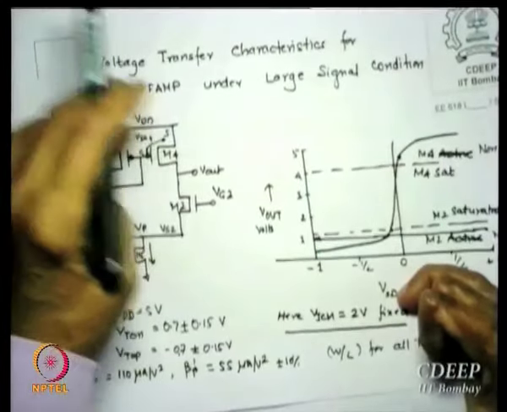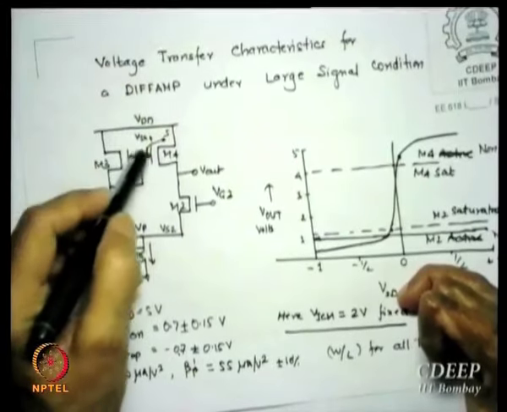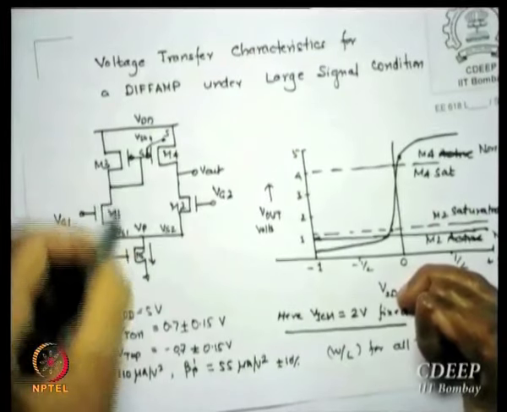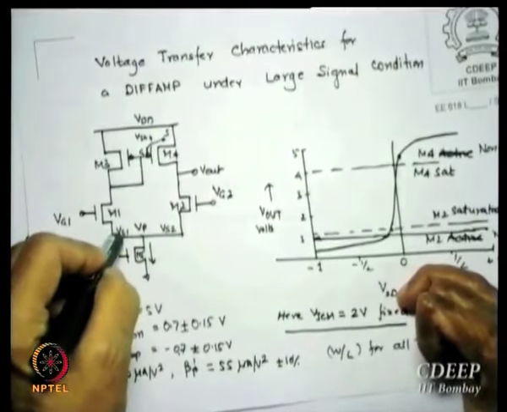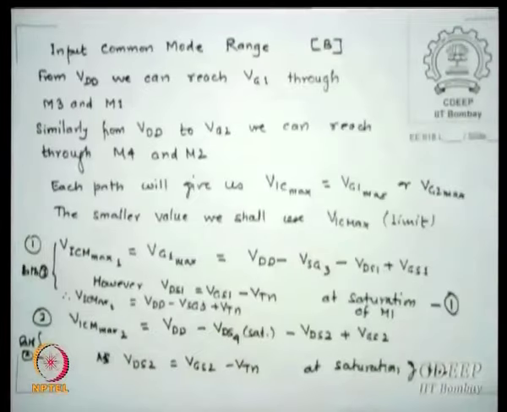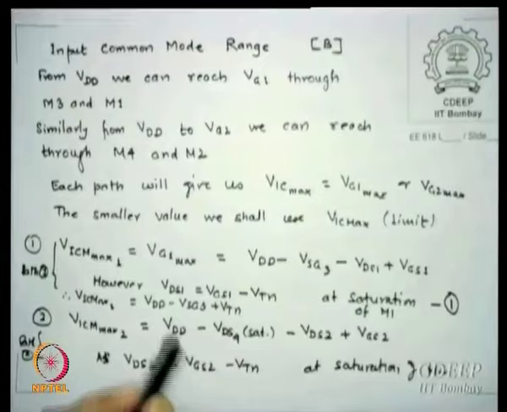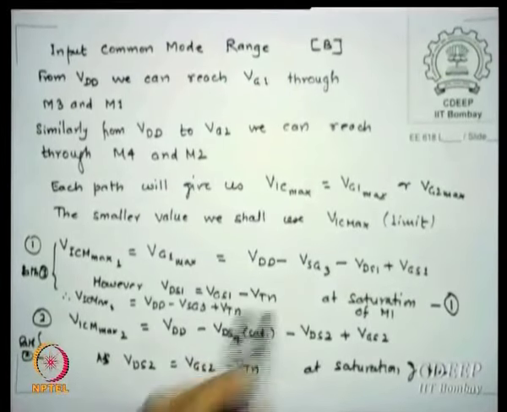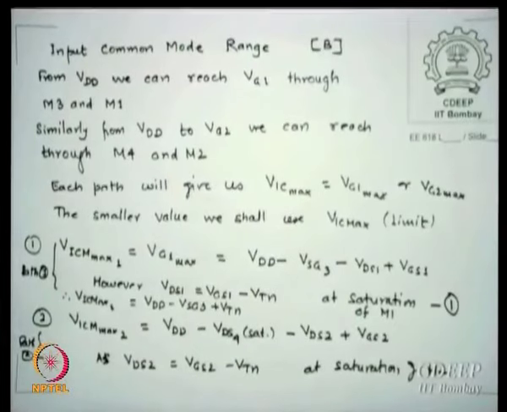This value minus this value, so you reach here. Okay. That means you reach here. Minus this value, okay, minus this value, okay. So not minus, why you are climbing up, so it is minus minus, that is plus. So VDD minus VSG3 minus VDS1 plus VGS1 is VGG1 max.